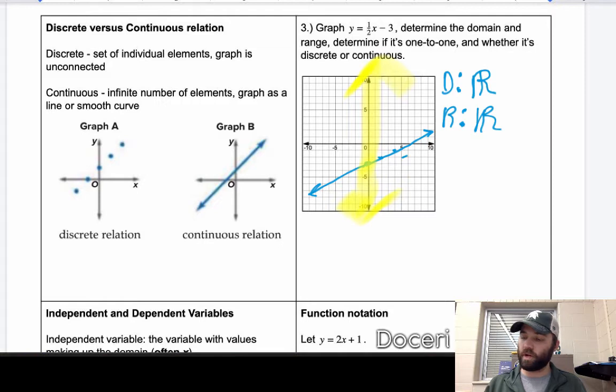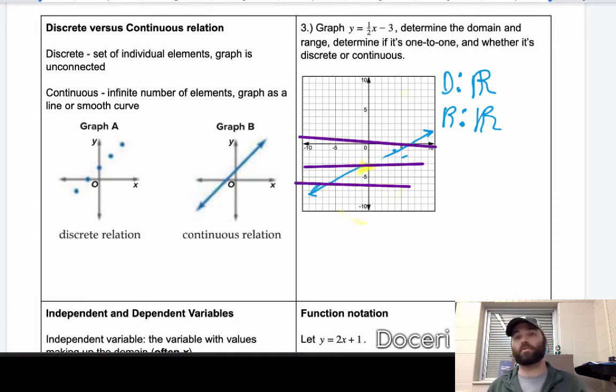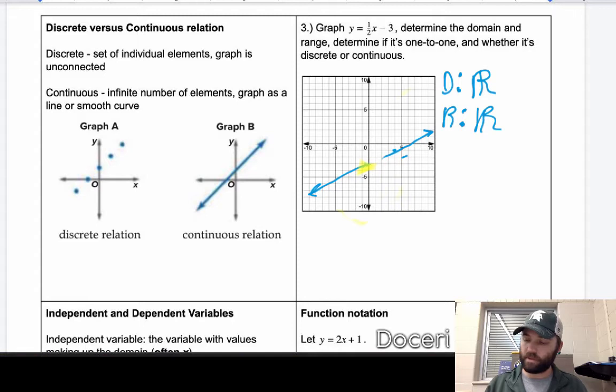Determine if it's 1 to 1. Well, let's get rid of this yellow here. If it's 1 to 1, it will pass the horizontal line test, which means there's no place where a horizontal line will cross more than one point, and there isn't. So this function is 1 to 1. So let's write that down. Yes, 1 to 1.